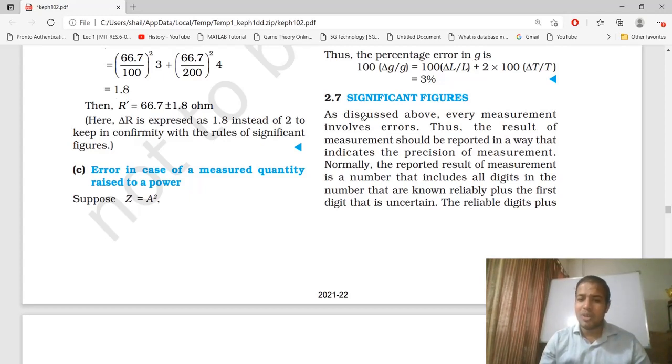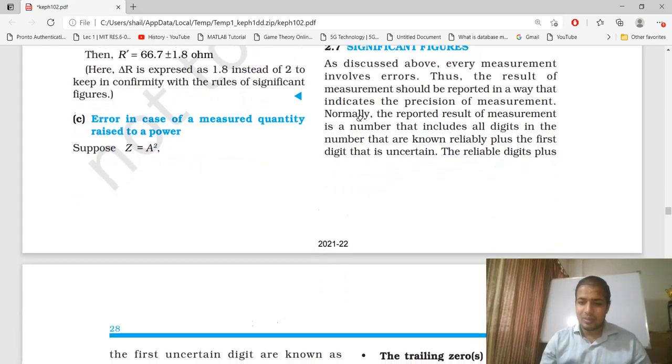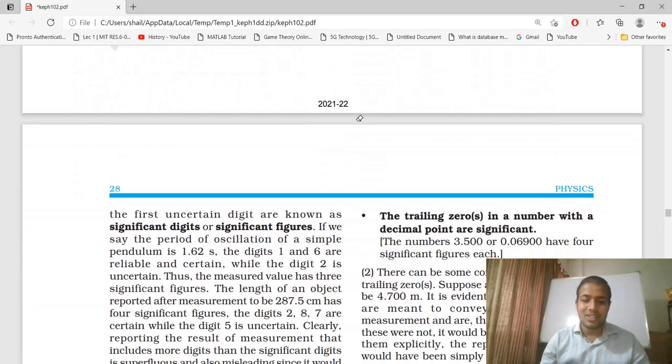Thus, the result of measurement should be reported in a way that indicates the precision of measurement. Normally, the reported result of measurement is a number that includes all digits in the number that are known reliably plus the first digit that is uncertain. The reliable digits plus the first uncertain digit are known as significant digits or significant figures.